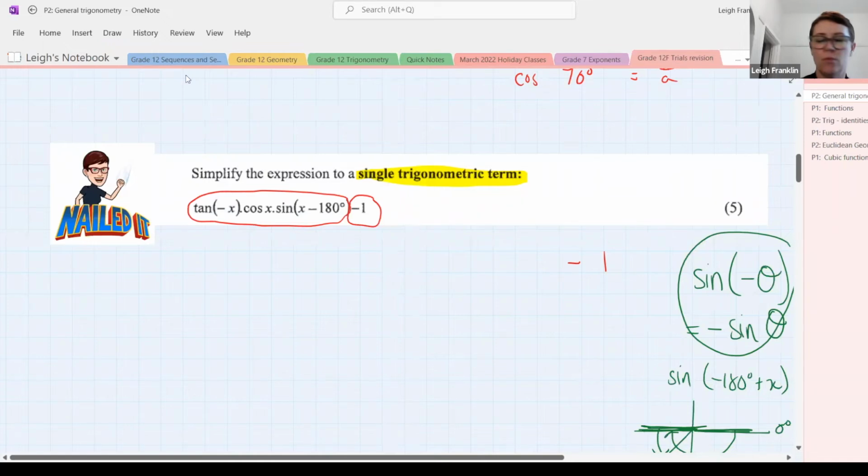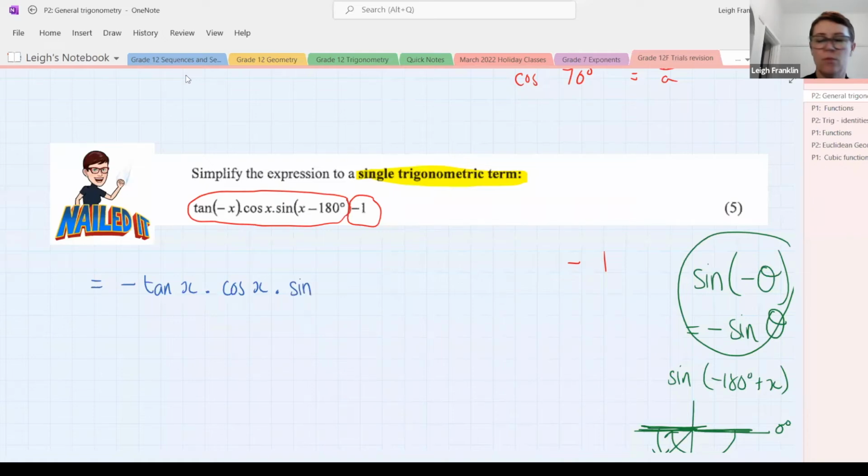All right, so everybody was okay where we had identified that there were 2 terms in the expression. So tan minus x, we know is negative tan x. Cos x, we can do nothing to, so we'll leave it as cos x. And sine x minus 180, if you want to add 360 to that, that's no problem. What are we going to end up with if we add 360? We're going to end up with what inside the black brackets?